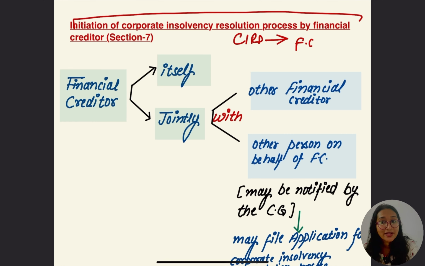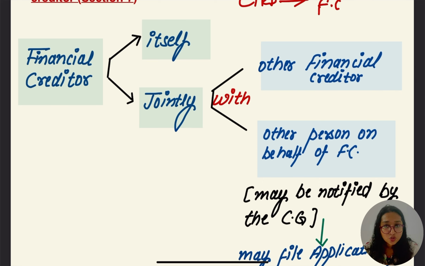But what about the joint case? When he applies jointly, he goes with other financial creditors, or with another person who acts on behalf of financial creditors. So first of all, the financial creditor can apply by itself or jointly. Jointly means with other financial creditors or the person who was appointed on behalf of financial creditors. But first tell me, the financial creditor is going to apply where?